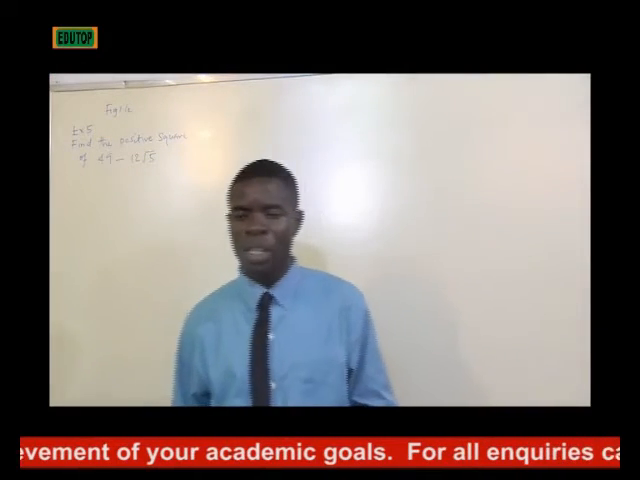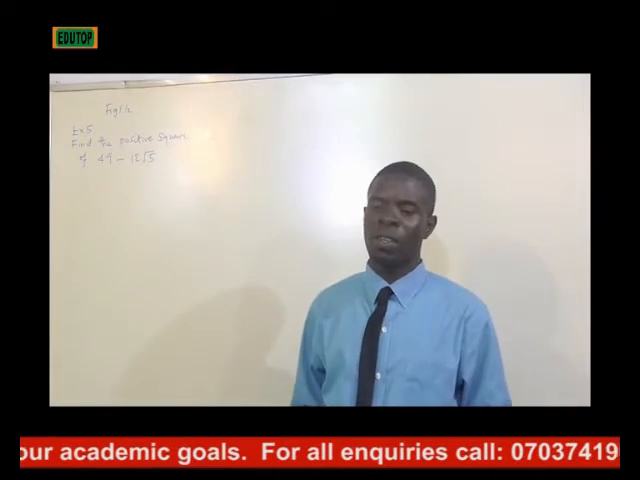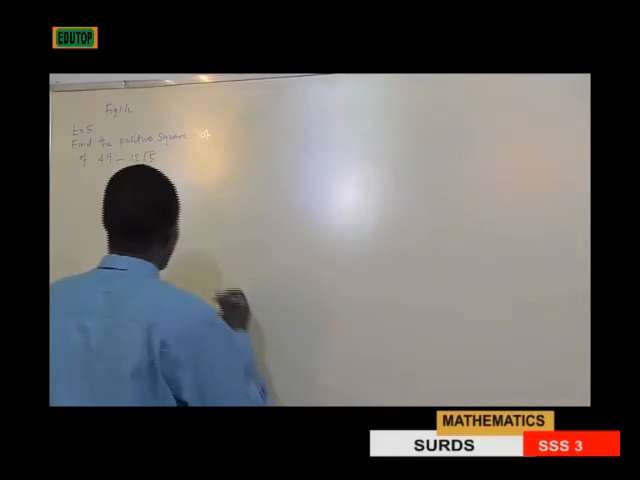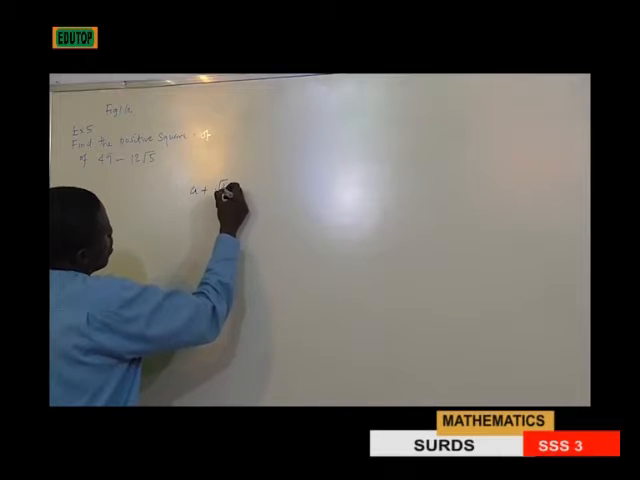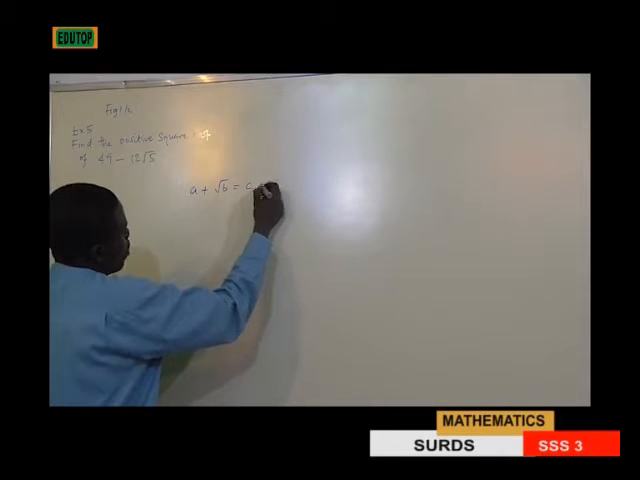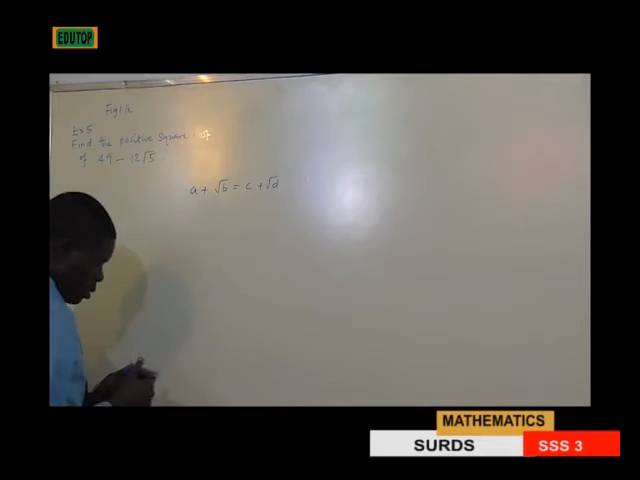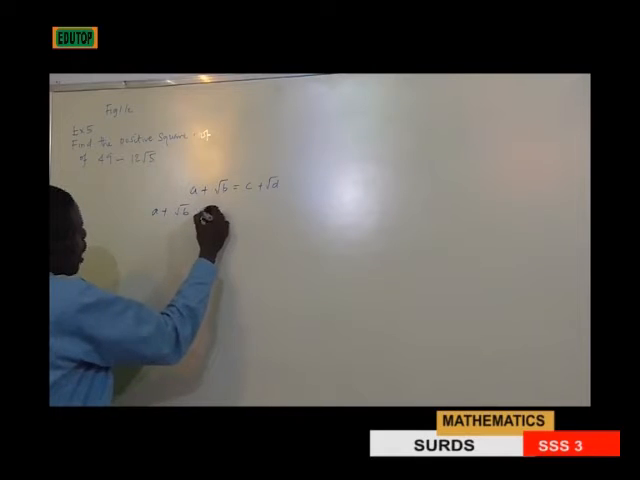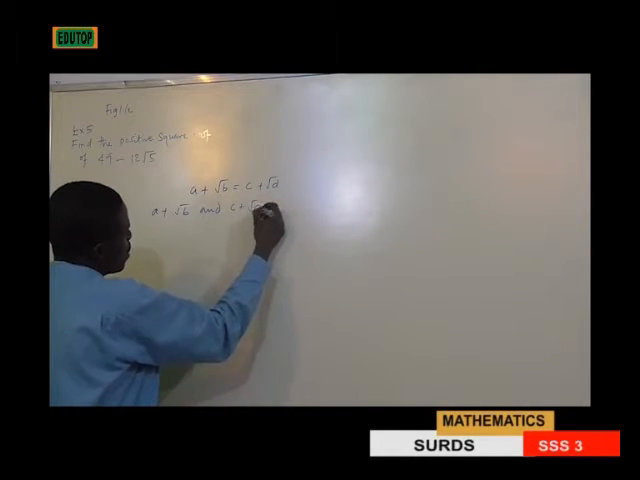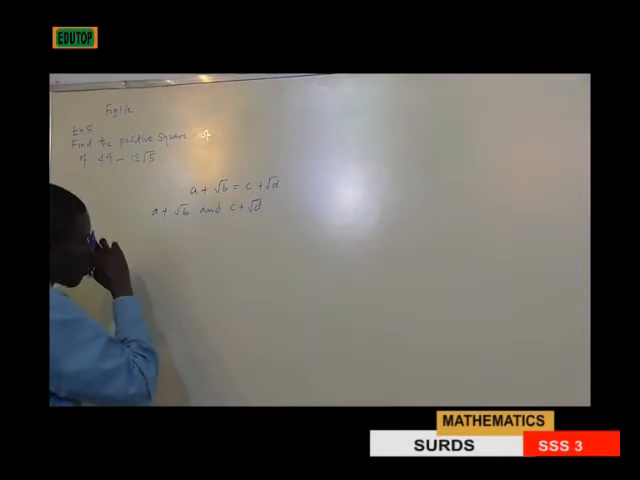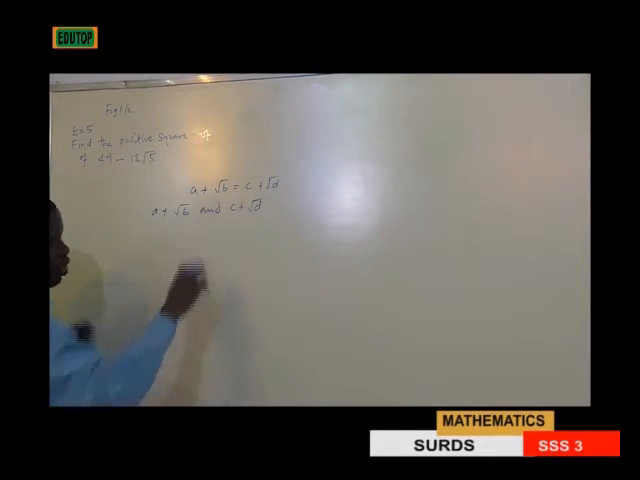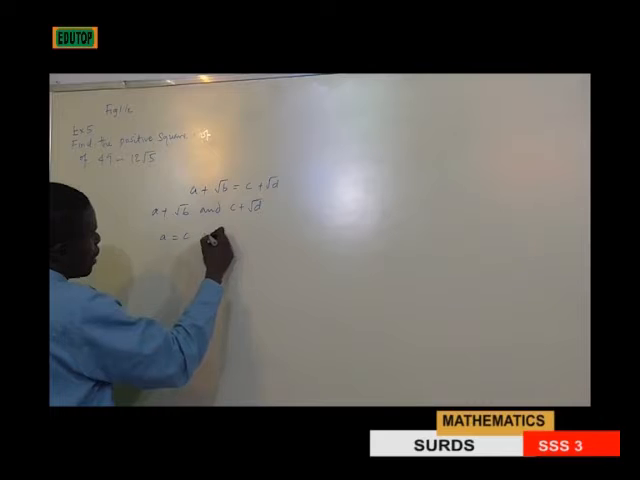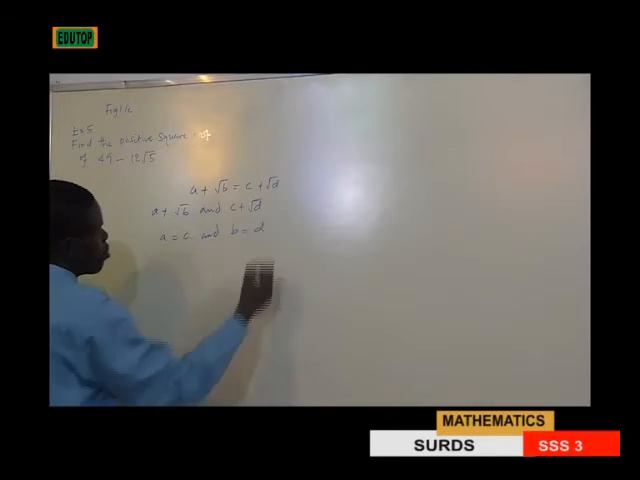Now, we are to talk about equality of surds. What do we really mean by equality of surds? If you are talking about equality of surds, I can use this example: a plus root b equals c plus root d as an example to justify. If you have a plus root b and c plus root d, if these are surds, then before these two surds can be said to be equal, a must be equal to c and b must be equal to d.